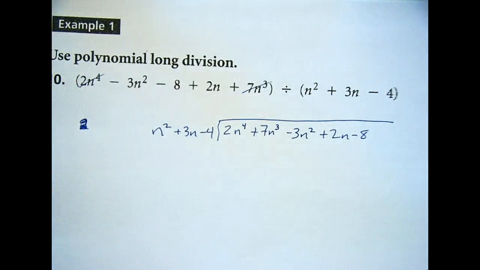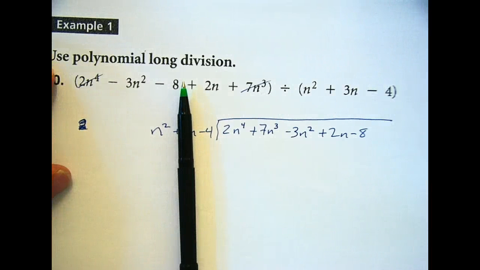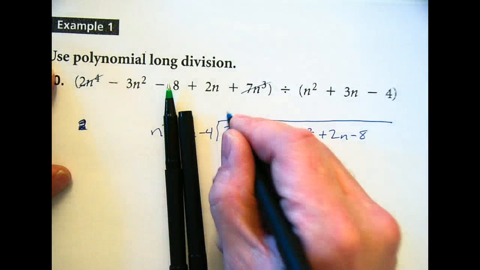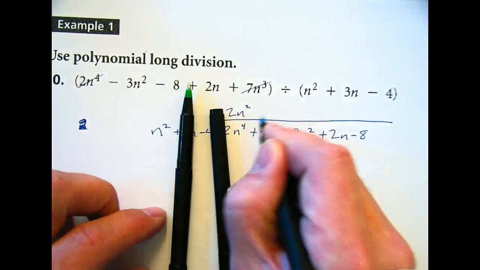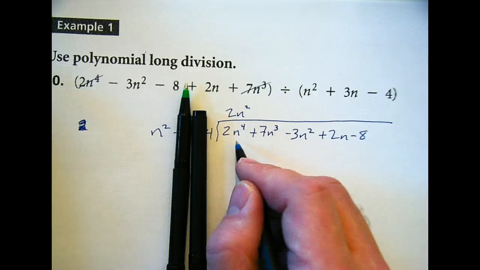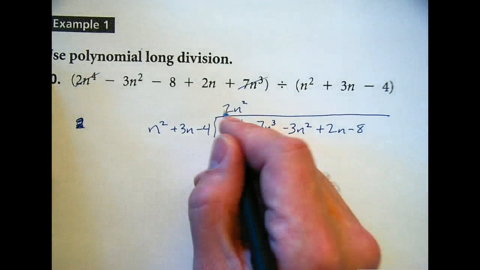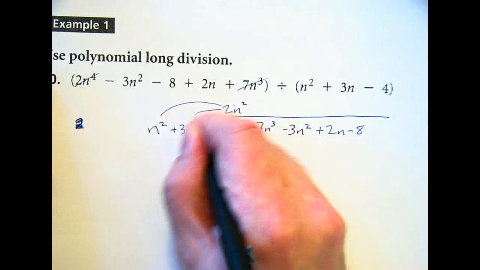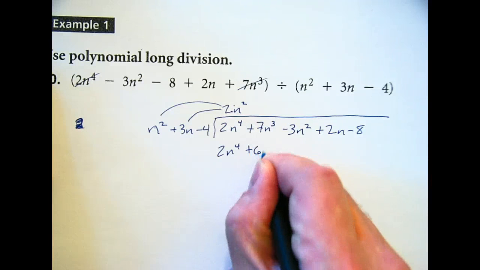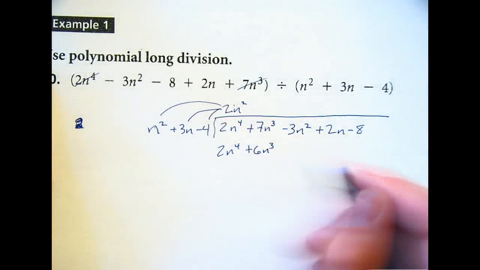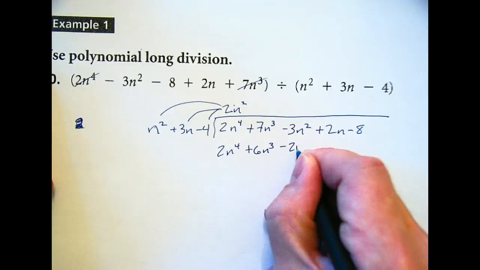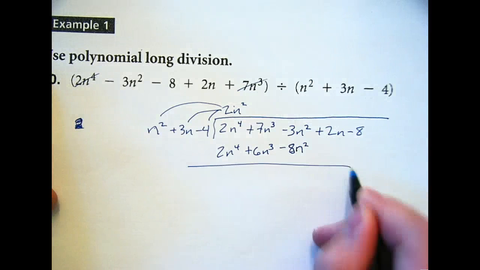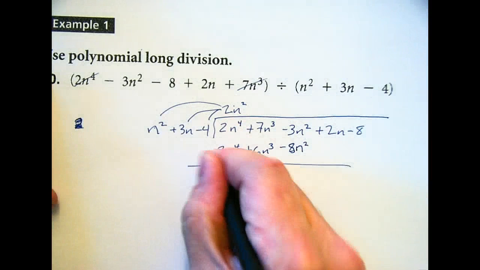Those of you working on it, just check your work. N squared times 2n squared gives you 2n to the 4th. Then you multiply 2n squared, so that times that, that times that. 6n cubed and negative 8n squared. Subtract, which means flipping our signs.